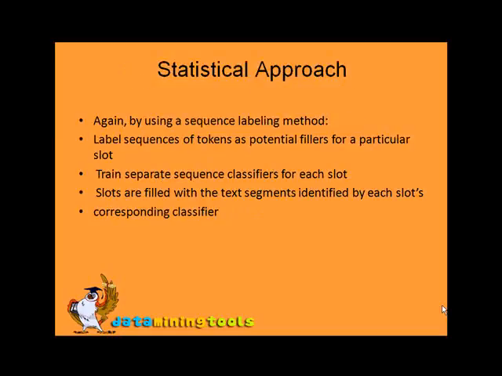Let's understand the statistical approach now. Again, by using a sequence label method, label sequences of tokens as potential fillers for a particular slot. Then train separate sequence classifiers for each slot. Then slots are filled with text segments identified by the classifier corresponding to each slot.